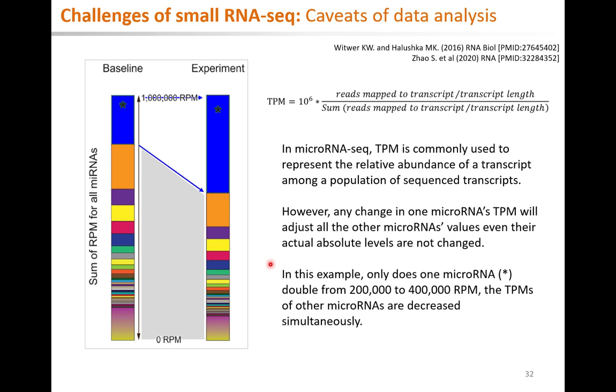Another caveat of small RNA sequencing is that RNA abundance and differential expression analysis commonly use TPM, or transcripts per million reads. With TPM, if one microRNA level is changed, the TPM values for all other microRNAs in the total 1 million reads will also change proportionally, even if their absolute expression values are unchanged. In this simulated example, only one microRNA, colored blue, is doubled. All the TPMs calculated for other unchanged microRNAs will be reduced simultaneously in that total 1 million TPM. This is obviously misleading, and the calculated differential expression is erroneous.